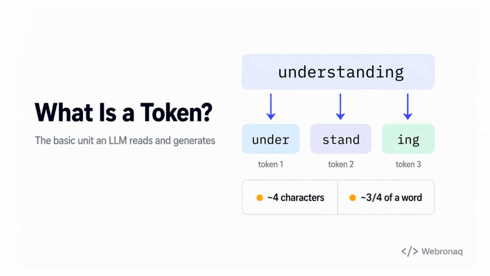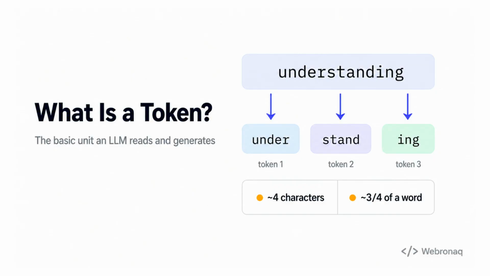Alright, so the very first thing to understand is what a token is. A token is the basic unit a large language model uses to read and generate text. It is not a letter, and it is not always a full word. It sits somewhere in between. A fragment of a word, a short common word, or a piece of punctuation. In English, one token is roughly 4 characters long, or about 3/4 of a word. So a 100-word paragraph is closer to 133 tokens.